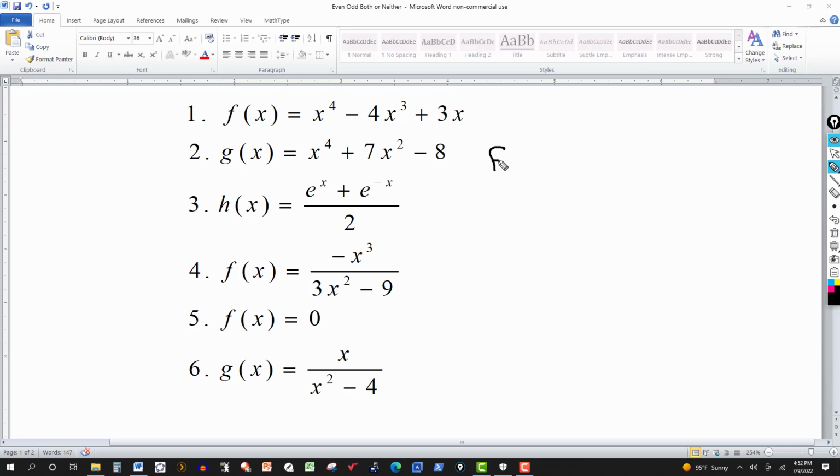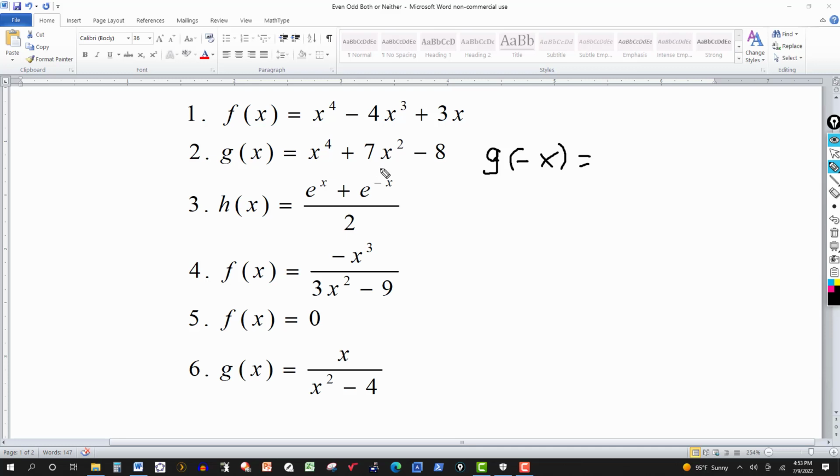Number 2, evaluate the function at minus x. And then compute, simplify, and if you get the same function back, this is g here, get the same function back, then it's even. If you get the opposite of what you started off with, then it's odd. So let's go.